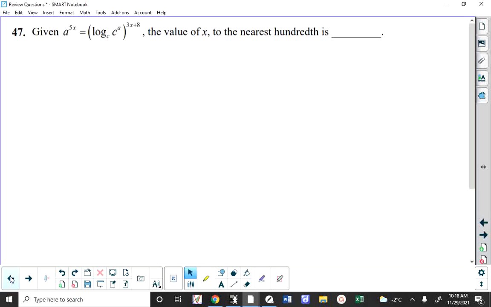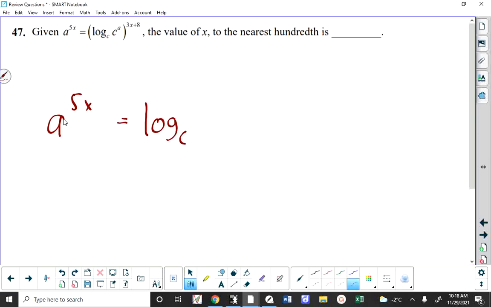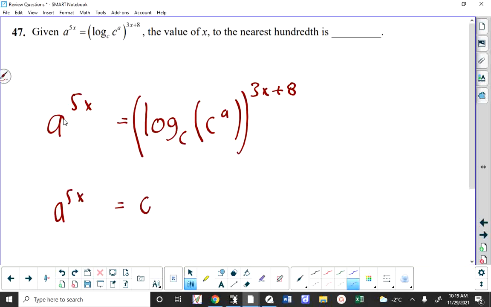At first glance, this looks very confusing, doesn't it? There's a lot going on here. It's a very busy statement. a raised to the 5x equals log base c of, and this is all in brackets, I'm going to add another set of brackets, c to the a raised to the 3x plus 8. The first thing that I'm going to do will probably turn the light bulb on for most people. I'm going to rewrite this as a to the 5x equals a to the 3x plus 8.